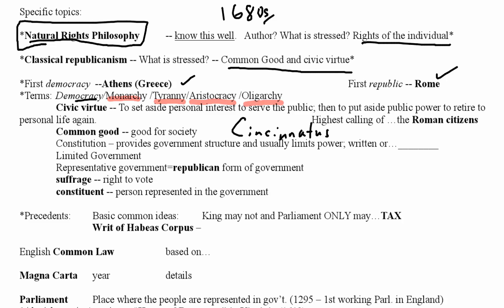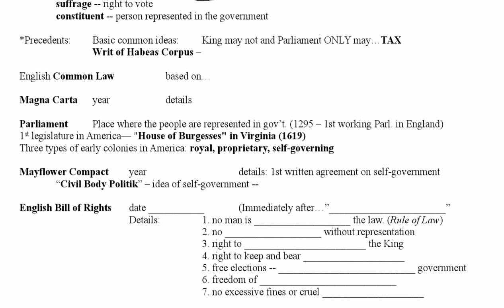Constitution provides a government structure and usually limits power, written or unwritten. Limited government, this is just a basic principle of our Constitution. And good government is that it's limited, and it's usually limited by the Constitution. Representative government or representative democracy, our Constitution guarantees that the government must be in Republican form, which is representative democracy. Some definitions there. What are some precedents to our system?